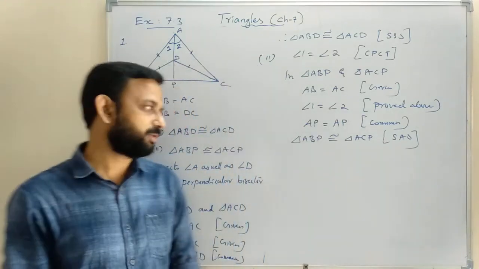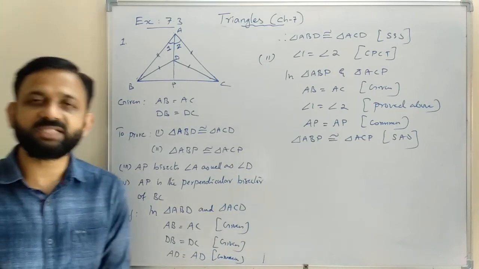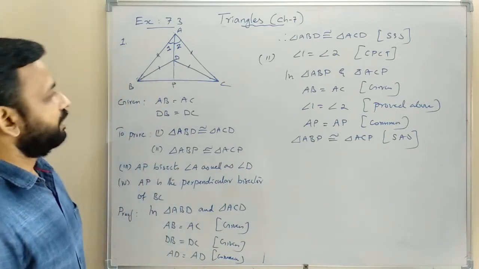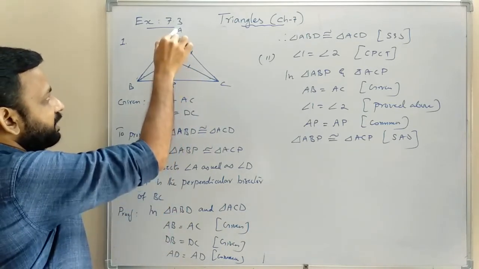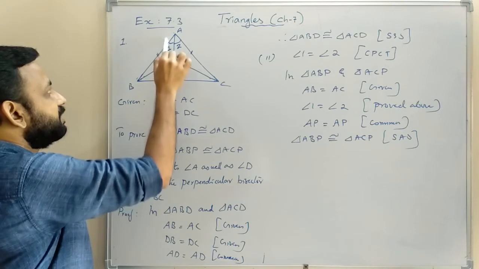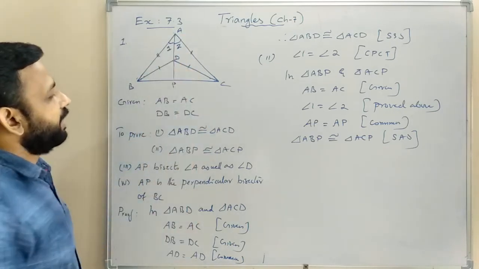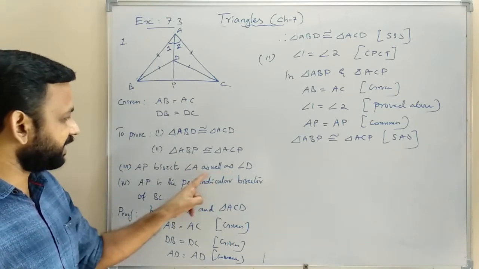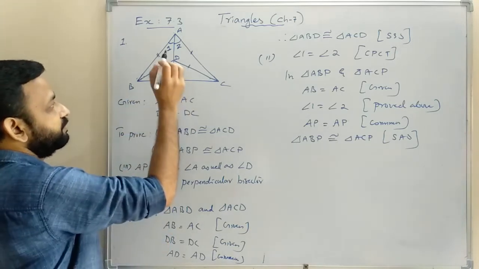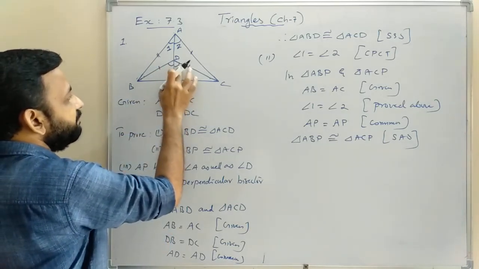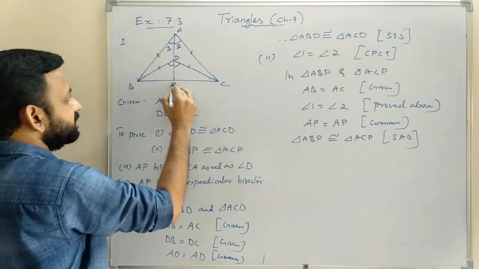So they are congruent. Now we have to prove AP bisects angle A as well as angle D. We already proved angle 1 equal to angle 2. If angle 1 and angle 2 are equal, then we can say AP bisects angle A because they are equal. Then we need to prove AP bisects angle D also. That means we are going to prove these two angles are equal, then we will say AP bisects angle D.